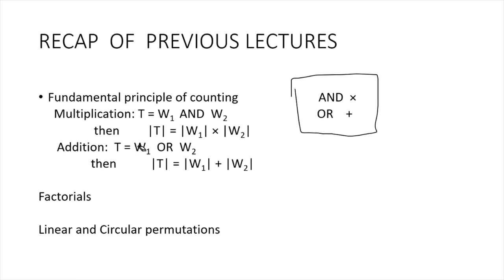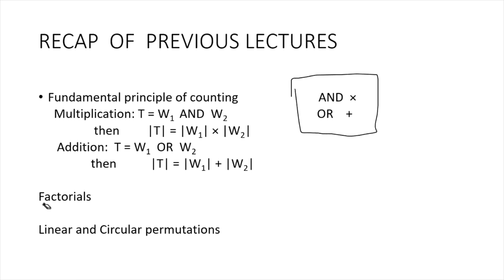Coming to multiplication, if a task T contains two works W1 and W2, then the number of ways of completing the task is equal to the number of ways of doing W1 times the number of ways of doing W2. And coming to addition, if a task T can be performed in two formats, W1 or W2, then the number of ways of completing the task is equal to the number of ways of completing W1 plus the number of ways of completing W2. So what you have to remember here is whenever n comes we have multiplication, and whenever r comes we have addition. These are the two things that you have to remember throughout this chapter.